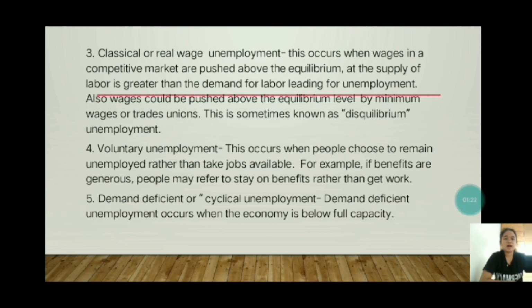Number 4 is voluntary unemployment. This occurs when people choose to remain unemployed rather than take jobs available. For example, if benefits are generous, people may prefer to stay on benefits rather than get work.